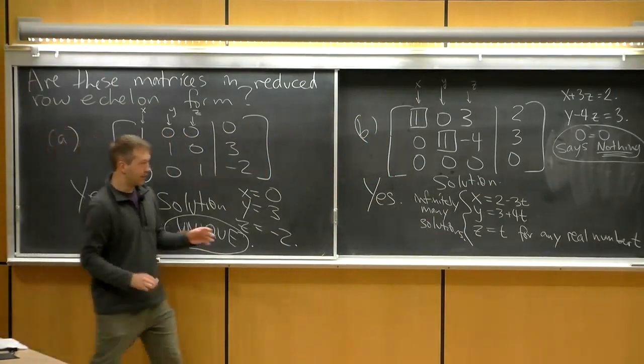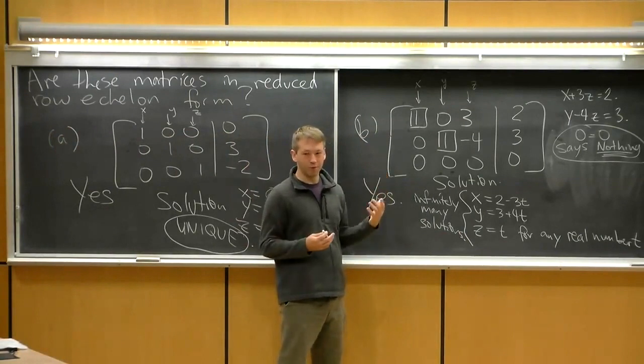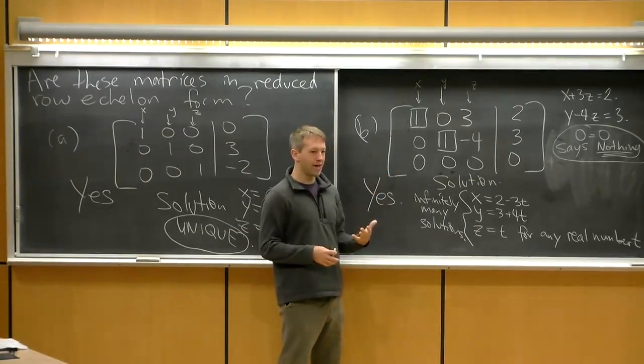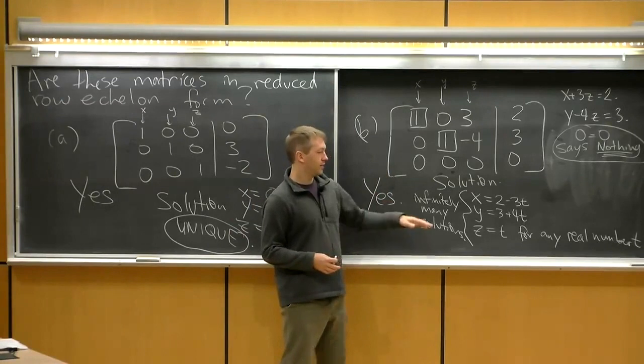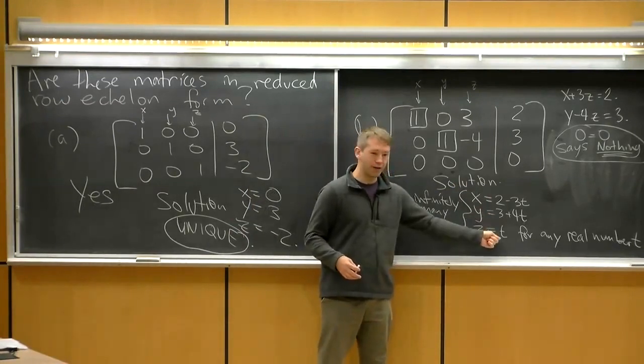So the answer to this true or false, is it row reduced echelon form or not, would be yes. And then if you were asked to find the solutions, this would be your answer, that x is this, y is that, and z is that, for any real number t.